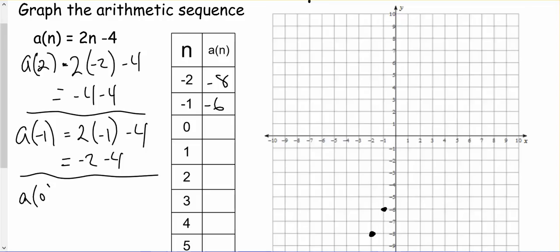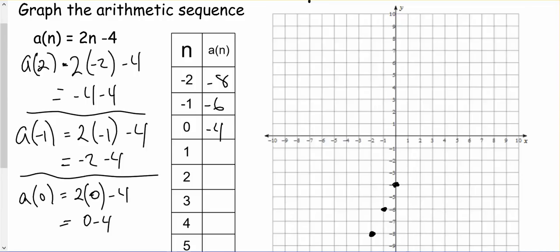Our next point is a of 0. 2 times 0 minus 4. 2 times 0 is 0. 0 minus 4 is negative 4. And so 0, negative 4 is our point.